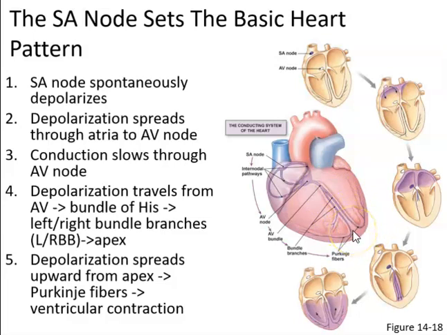The depolarization will then spread upward from the apex to the Purkinje fibers, and this, of course, allows for ventricular contraction starting at the bottom of the ventricles, allowing for blood to be pushed up the ventricles, going either towards the lungs via the pulmonary valve and the pulmonary trunk, or to the rest of the body via the aortic valve and the aorta.